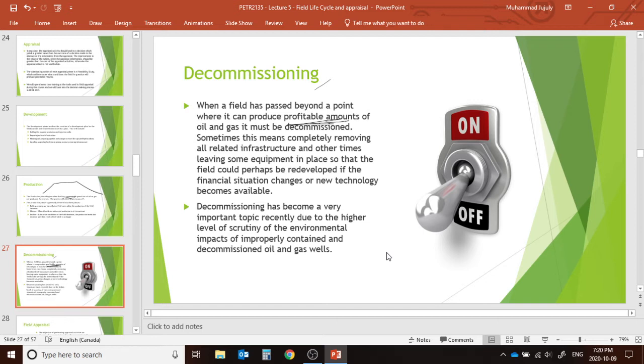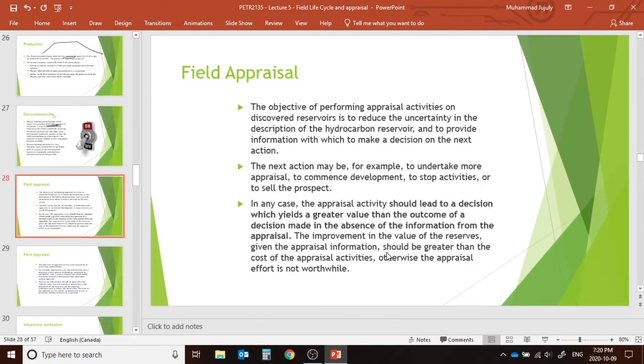Okay, so that's why decommissioning is very, very important. Now let's talk about our main topic, which is the field appraisal. So what is the objective of the field appraisal?